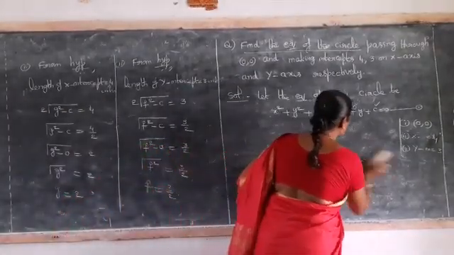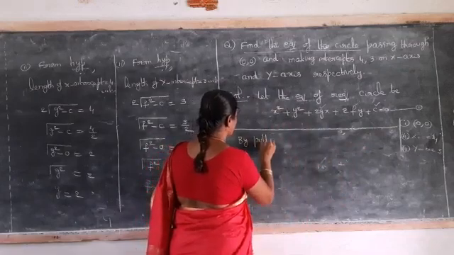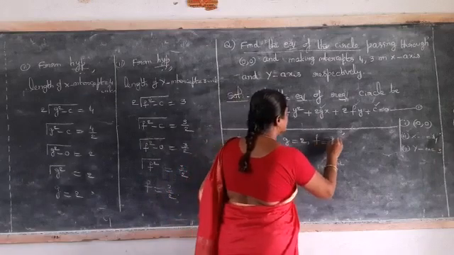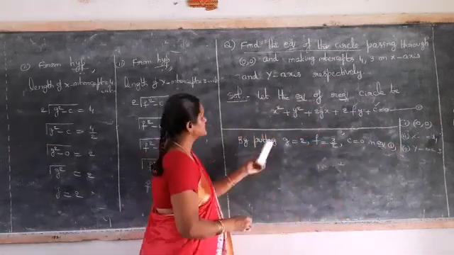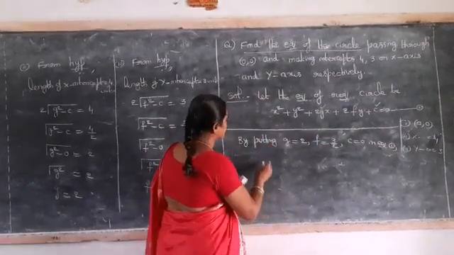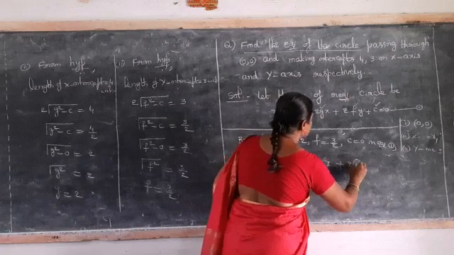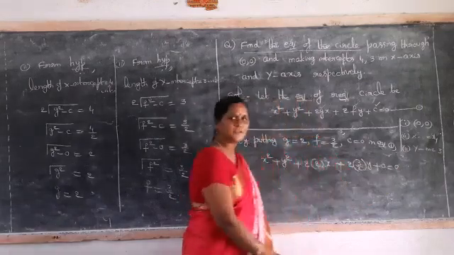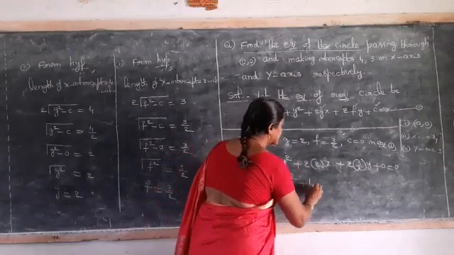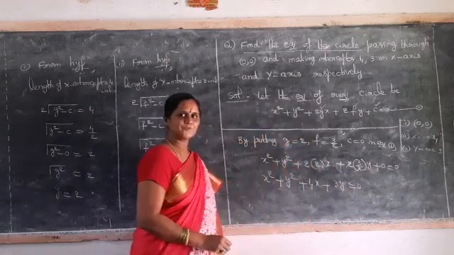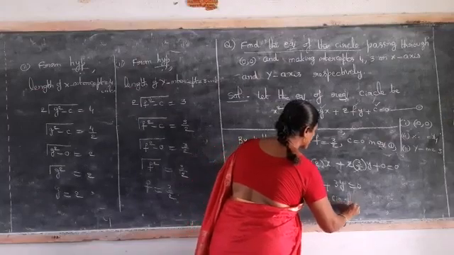Now I substitute these 3 values in equation 1. So by putting g is equal to 2, f is equal to 3 by 2, c is equal to 0 in equation 1, you get x square plus y square plus 2 into 2 into x plus 2 into 3 by 2 into y plus 0 is equal to 0. Here 2 terms are cancelled. So you get x square plus y square plus 4x plus 3y is equal to 0. So this is our required circle. So this is the solution.